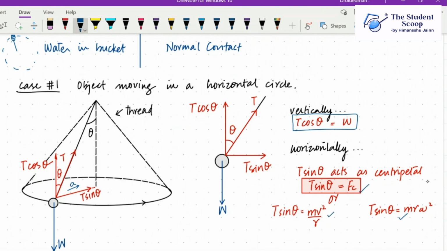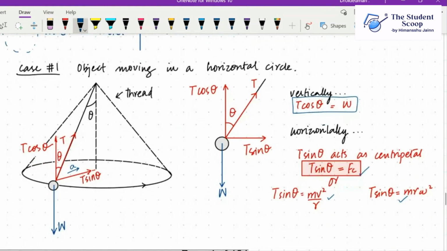So we need to understand that a centripetal force is not an actual force, but rather a combination of other existing forces, such that the resultant is pointing towards the center of the circle. Okay, and we are just replacing the centripetal force with mass times acceleration. That is, net force is equal to mass times acceleration, and acceleration we are replacing with v square by r or r omega square. Okay, we will see another case here.